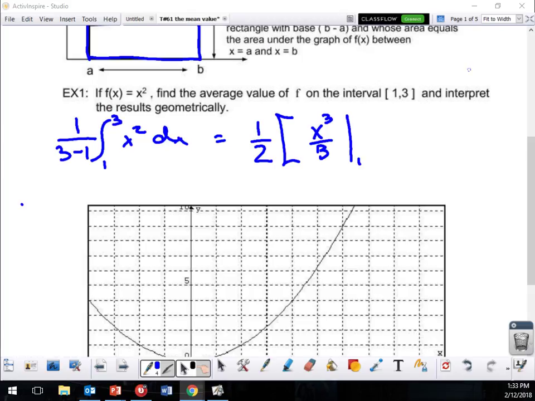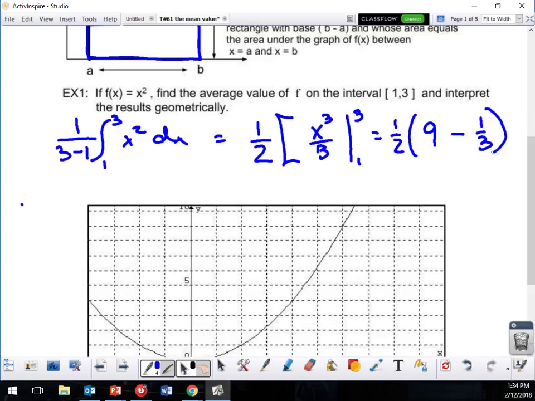Anyway, all right, so my bounds from 1 to 3 there. So if you look, I'm going to have 1/2 times, the top one is going to be 27, right? Yeah. 27 divided by 3 gives me 9. And the lower bound, so it's going to be minus my lower bound, which is 1/3, right? So do the math. It should be, what's that? 27 over 3 minus 1 over 3 is 26 over 3?